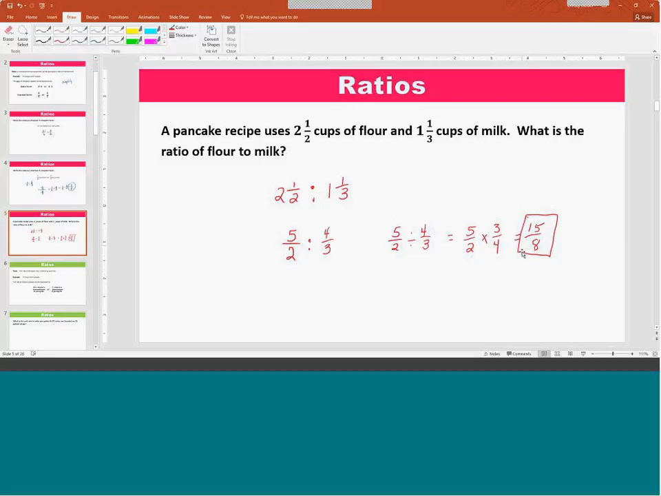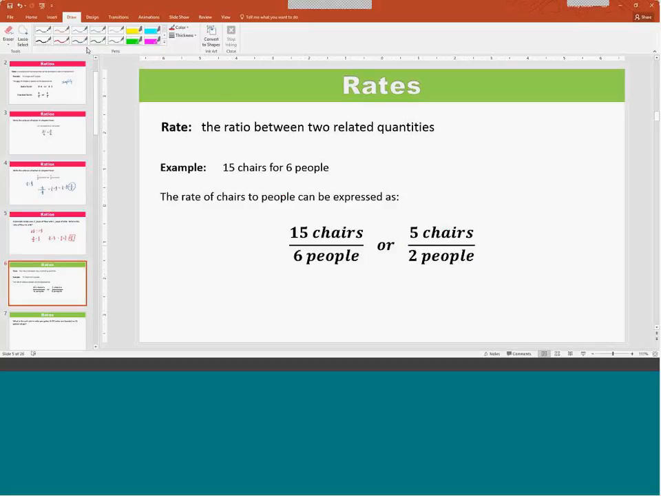All right, let's move on to rates. Okay, rates. You guys are probably all familiar with rates.